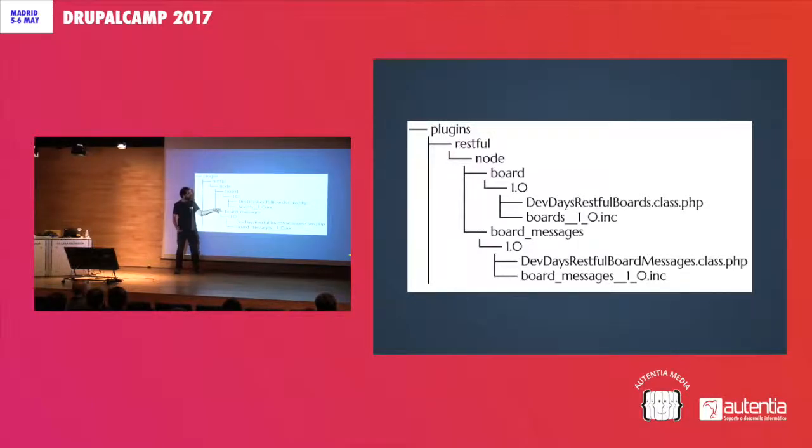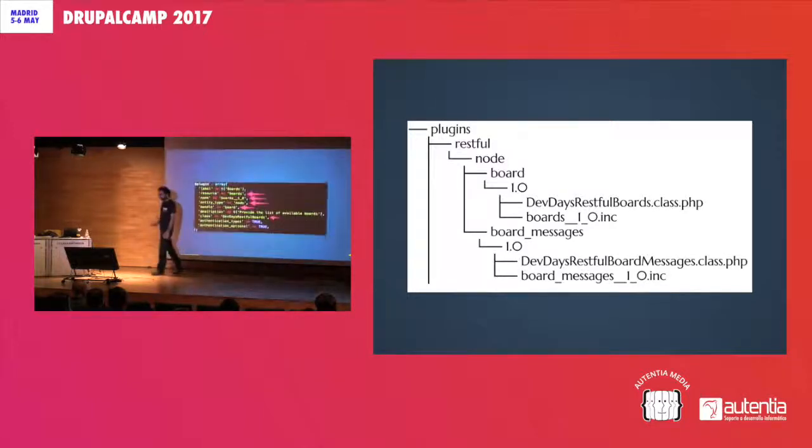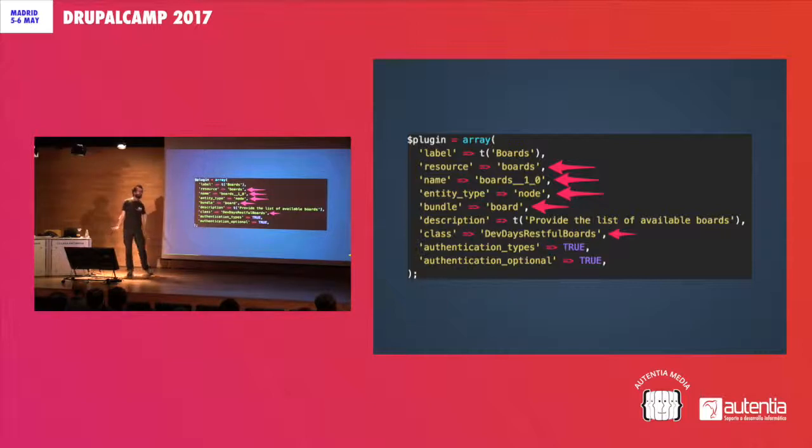So for each endpoint, you just need two files: the definition of the plugin and the implementation, which we will see now. This is how you define a plugin, something simple. You have a name, a human readable name, the resource, which will be the URL you use to identify the resource, and what entity type it is using. It can be a node, it can be a user, it could be a file. The bundle, in this case, is a board, a human readable description, and then the class we are using. We also specify if this endpoint requires authentication.